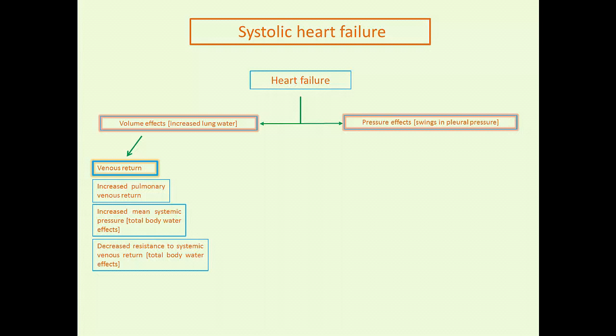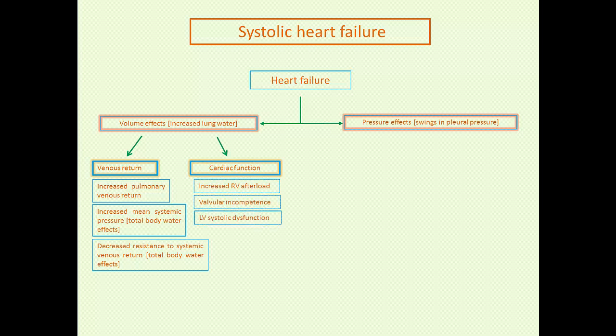It tends to, by similar physiology, increase the mean systemic pressure because of the engorged veins in the systemic vessels. And there tends to be a decreased resistance to systemic venous return, and that's because there tends to be less of a vascular waterfall effect established as the great veins enter the thorax.